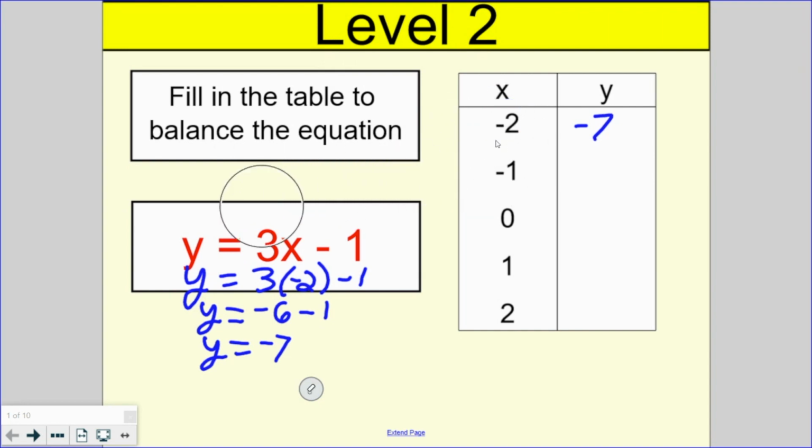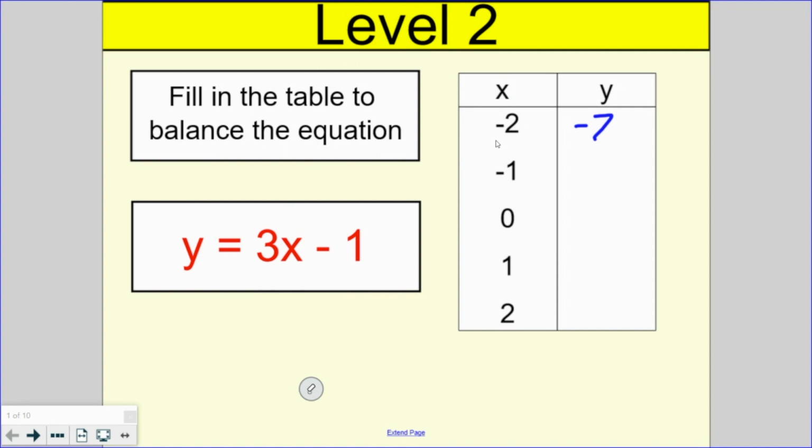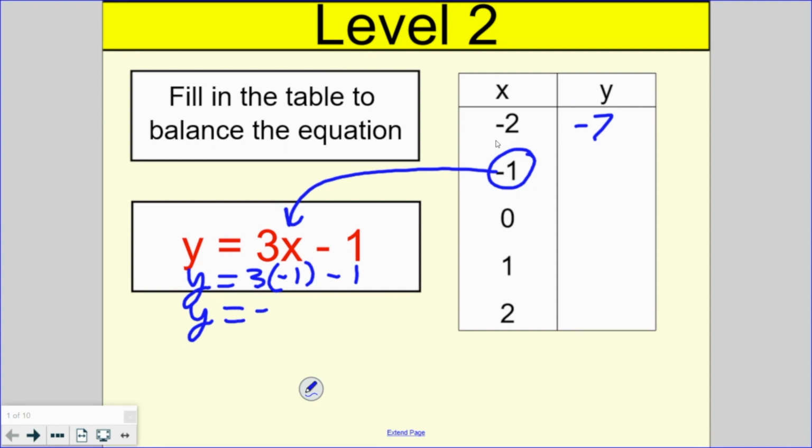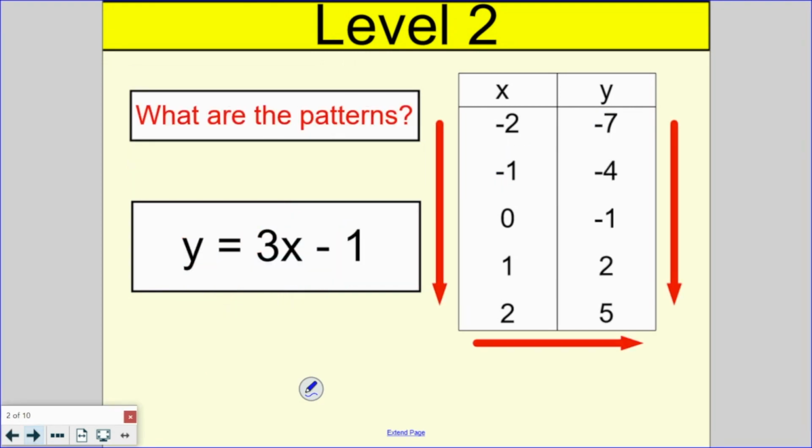All right, let's try it for when our x is negative 1. We'll have y equals 3 times negative 1 minus 1. Y equals 3 times negative 1 is negative 3, minus 1, and y is equal to negative 4. So when x is negative 1, our y is negative 4. To save time, we're just going to have the table filled out here for us.